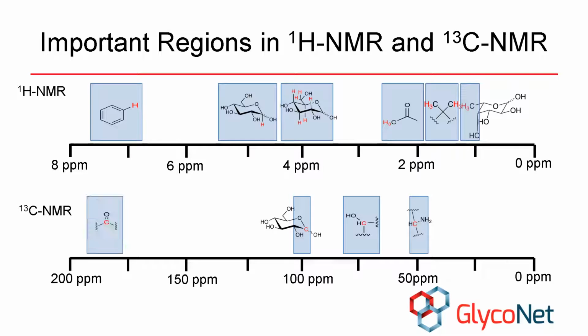Carbonyls that are present in benzoyl and acetyl protecting groups are found downfield around 160 to 180 parts per million, and the methyl of the acetyl and isopropylidene groups are found around 20 parts per million. Aromatic carbons are found in the typical range of 120 to 145 parts per million.